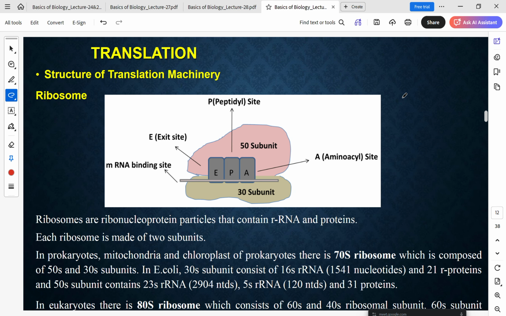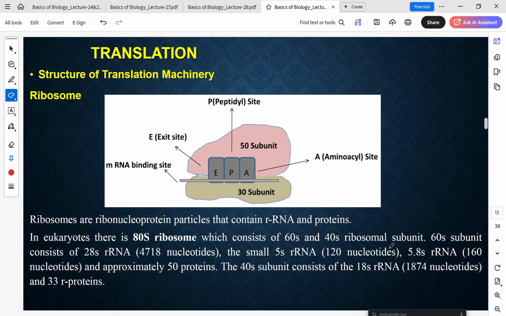The translation happens within ribosomal machinery in the cell. The ribosomes are ribonucleoprotein particles that contain rRNA and protein molecules. So it's a complex. Each ribosome is made up of two subunits, a 50S and a 30S subunit in case of prokaryotes. In case of E. coli, the 30S subunit consists of 16S rRNA and 21 ribosomal proteins. The 50S subunit consists of 23S rRNA, 5S rRNA and 31 proteins.